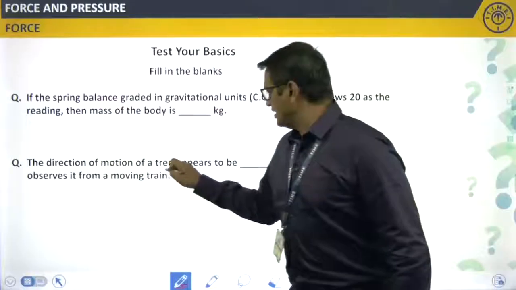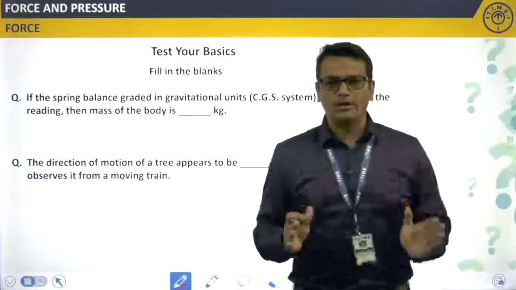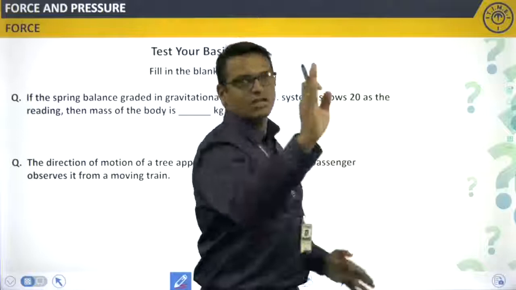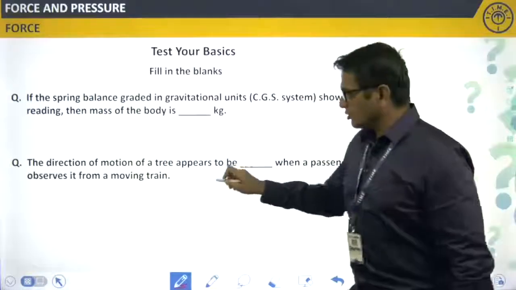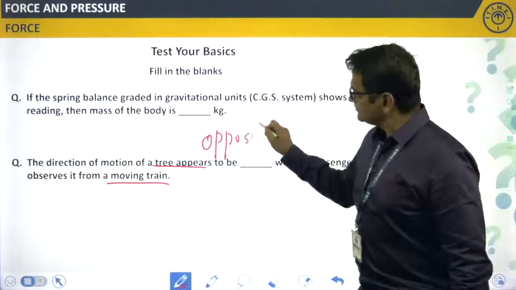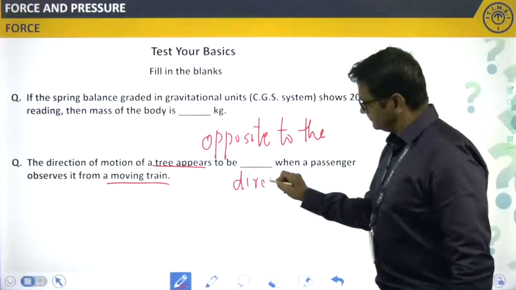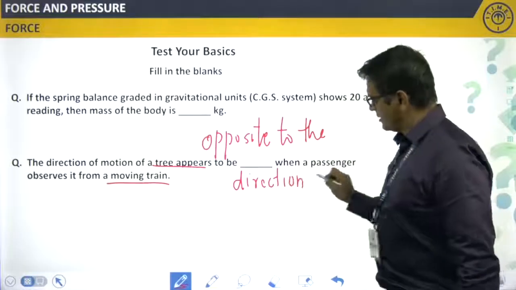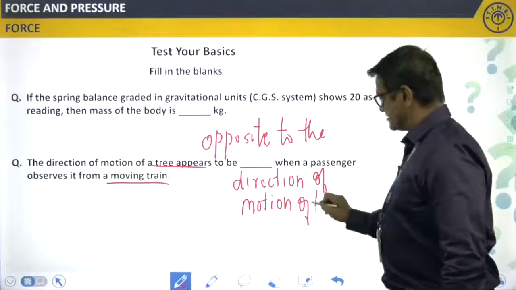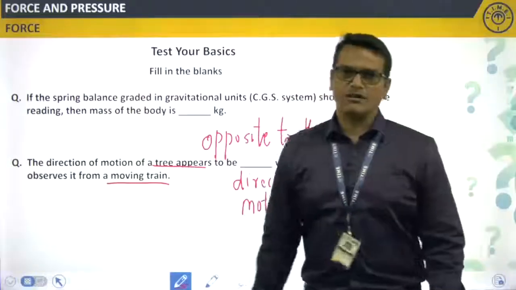The direction of the motion of a tree appears to be dash when a passenger observes it from a moving train. Imagine that you're sitting in a moving train and you're observing a tree. If your motion is in this direction, you feel the tree is going behind. So it will depend on the motion of the train, and in which direction will the tree appear to move? In the opposite direction, opposite to the direction of motion of the train, right? So the answer is the tree will appear to move in the opposite direction to the motion of the train. Let's see the next question.